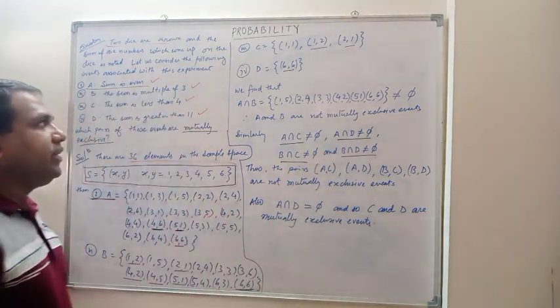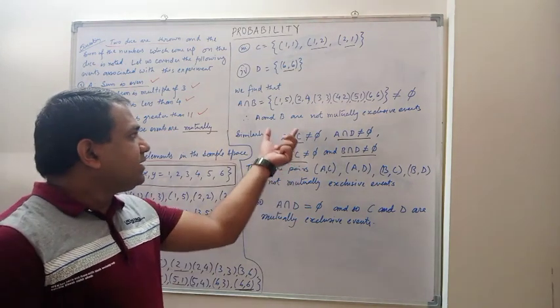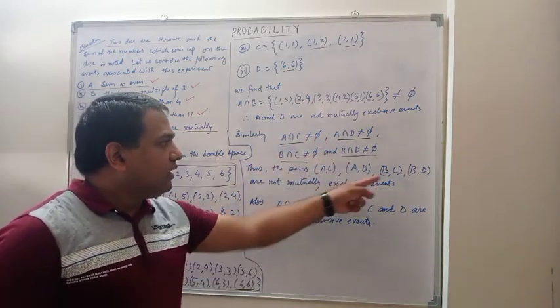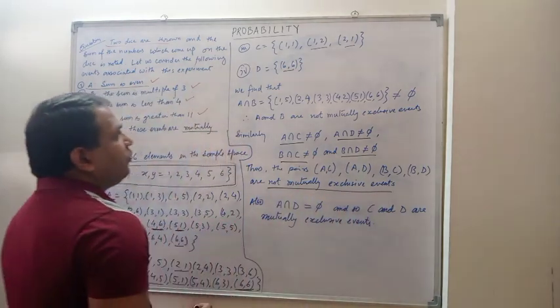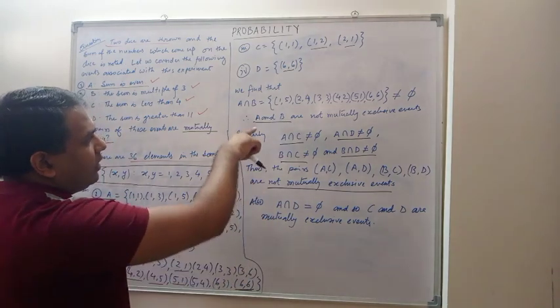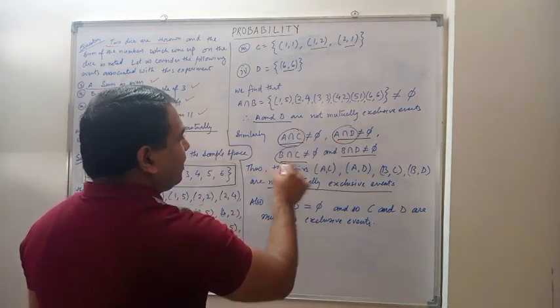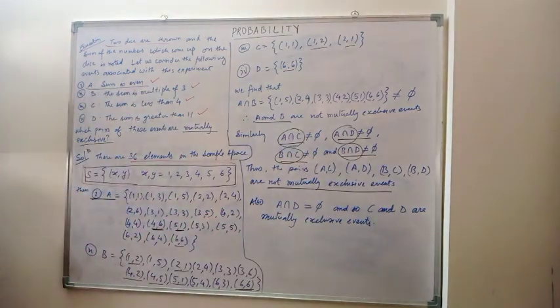So these many events we have checked whether they are mutually exclusive or not, but the pairs AC, AD, BC and BD are not mutually exclusive events, and we have already mentioned AB. That's why we have left that, and the remaining ones we have mentioned, that these events are not mutually exclusive.